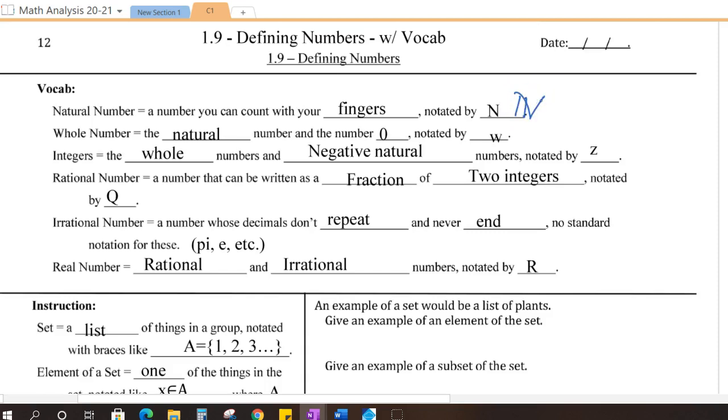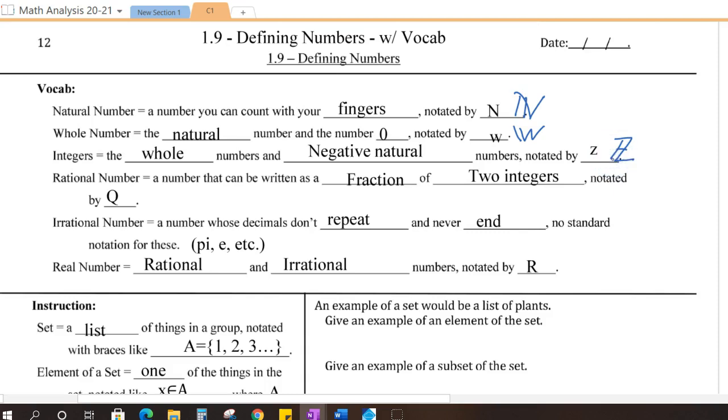The whole numbers are simply the natural numbers, and you throw in the whole, or the 0. It's notated by the Gothic letter W. The integers are the whole numbers plus the negative natural numbers. So now we have negative 1, 2, 3, 4, 5, and we have positive 1, 2, 3, 4, 5 along with the 0. This is notated by not just a letter Z, but has an extra line.